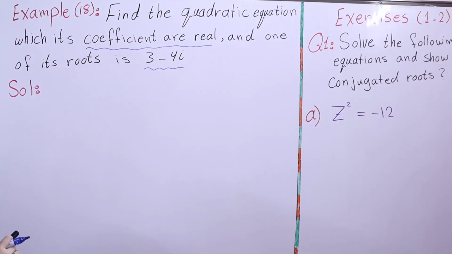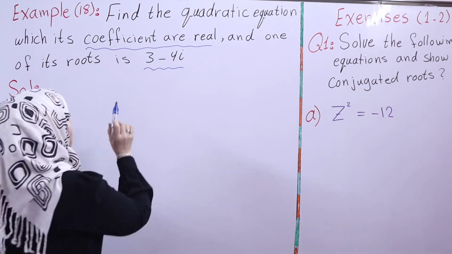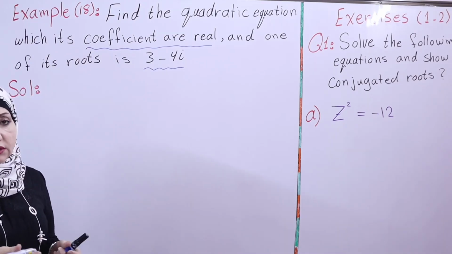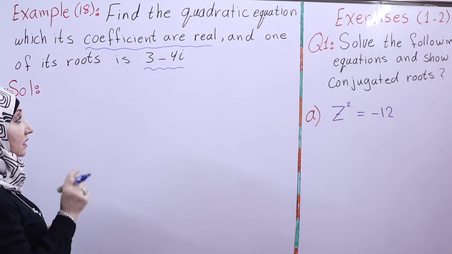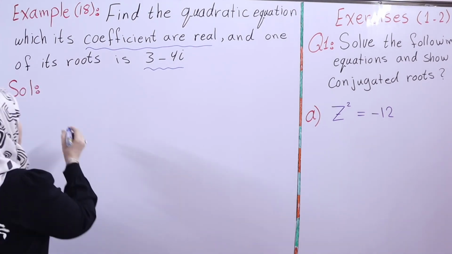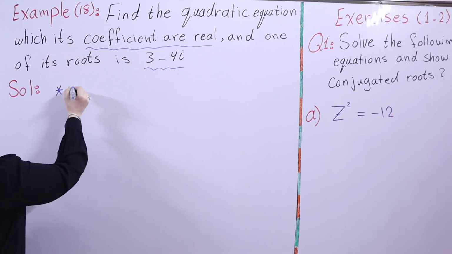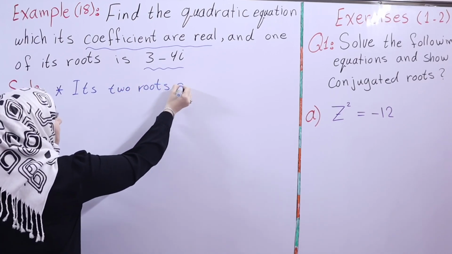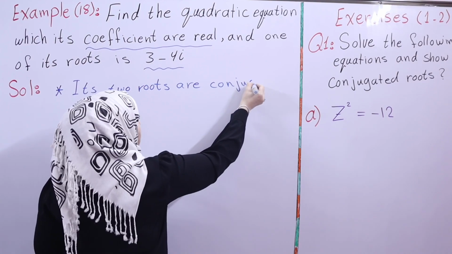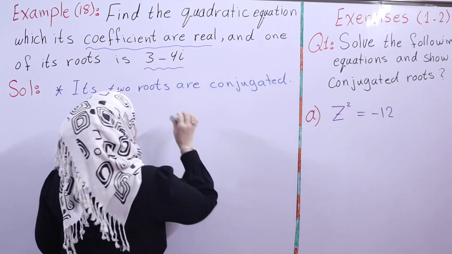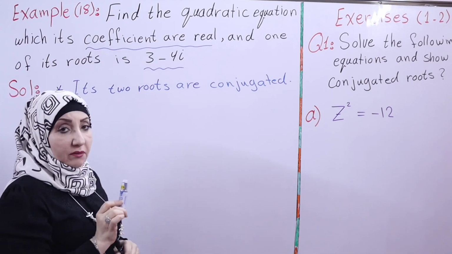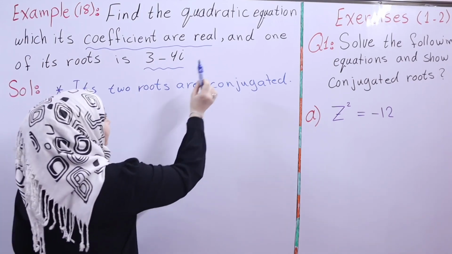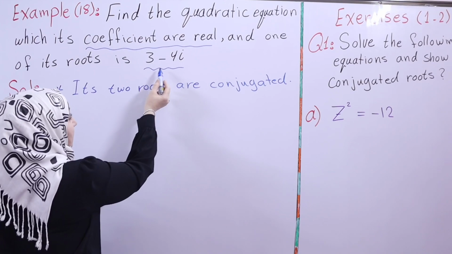To solve this example, we see that its coefficients are real. What does that mean? That means its two roots are conjugated. The question tells us its coefficients are real, so what do we benefit from this information? It means its two roots are conjugates. This is the first piece of information we get from the question. And one of its roots is 3 minus 4i.